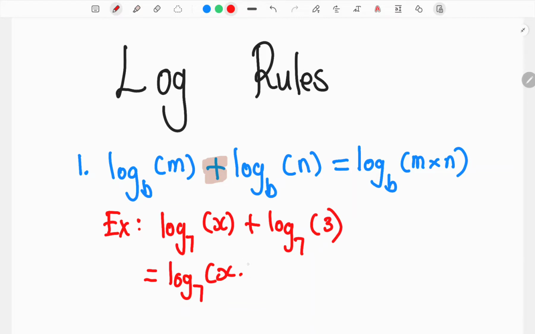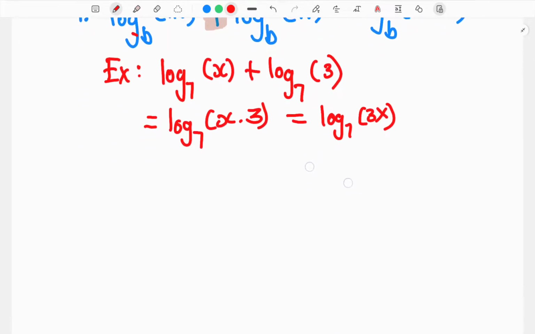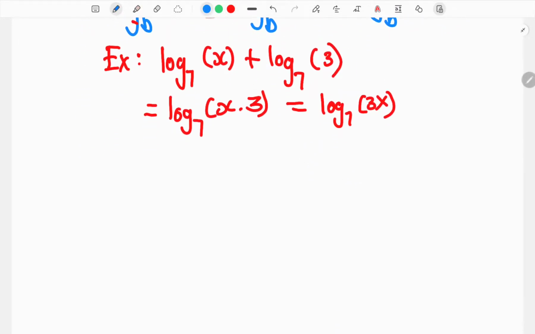That's how you would simplify this. One way to rewrite it nicely is log base 7 of 3x. So that's how the first law works. The key thing is that the bases must be the same and you have a plus sign in between, and then you can apply this law. It's simple, nothing difficult.